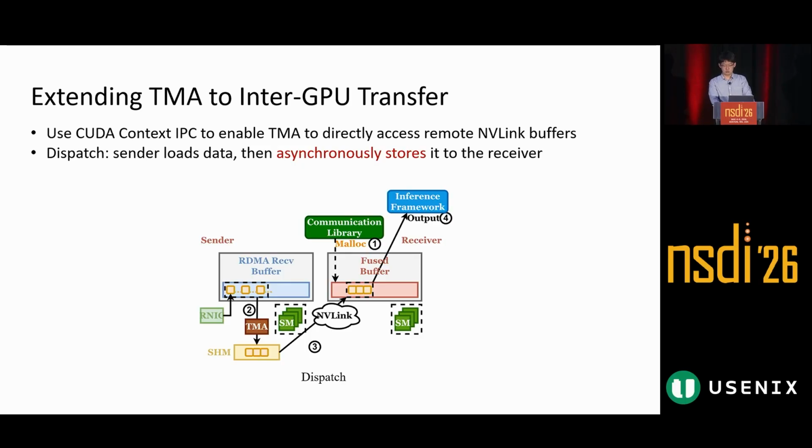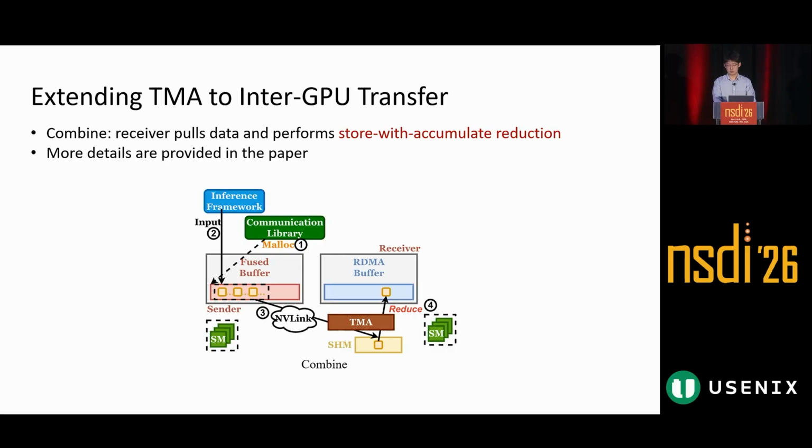This brings us to TMA offloading for dispatch. We extend TMA to support inter-GPU transfers within a server. In dispatch, the sender loads data and then asynchronously stores it to the receiver. We reduce both thread involvement and register pressure in this way. For combine, the receiver pulls data from the remote GPUs and performs store with accumulate reduction. This lets us offload not only data movements, but also part of the reduction workflow to hardware-friendly operations. More details are provided in the paper.